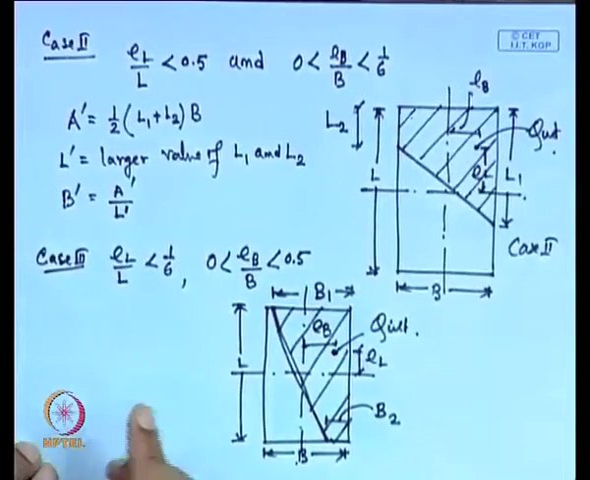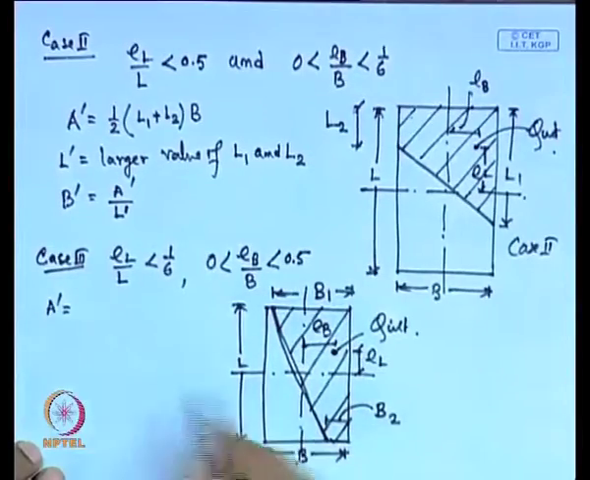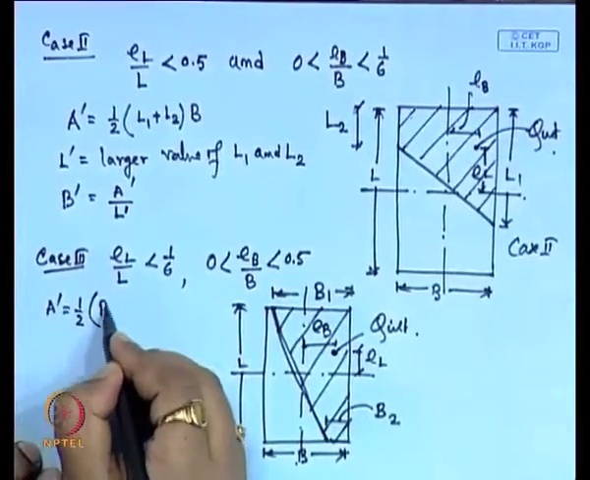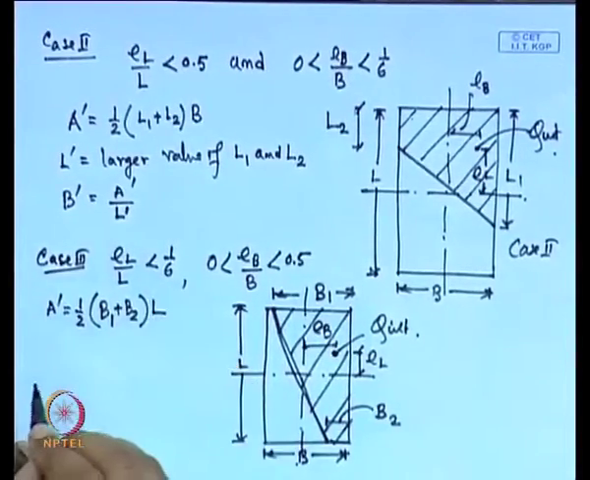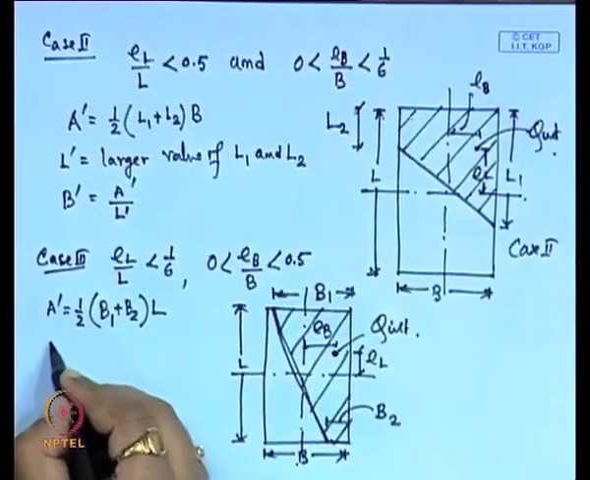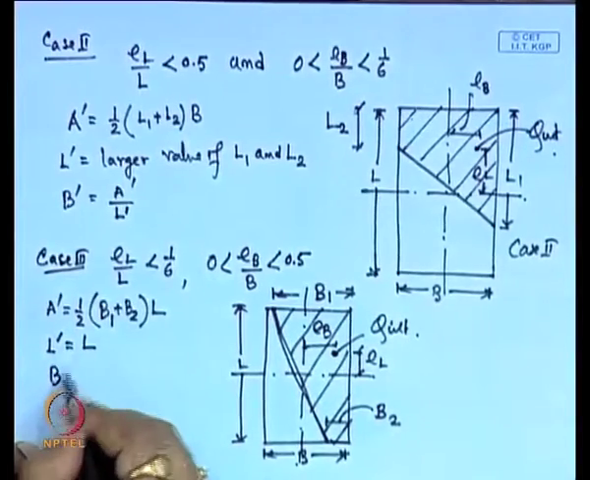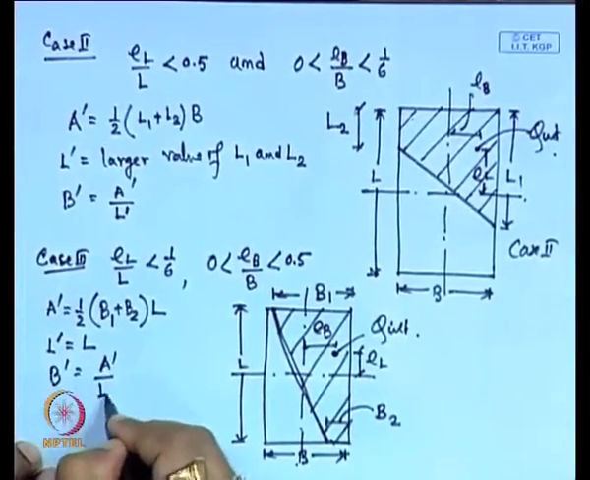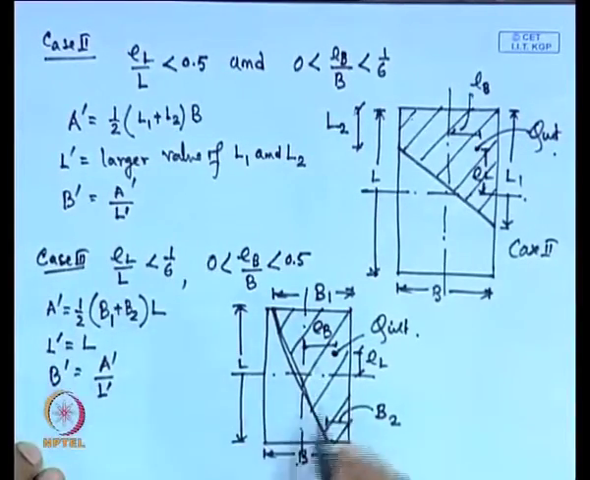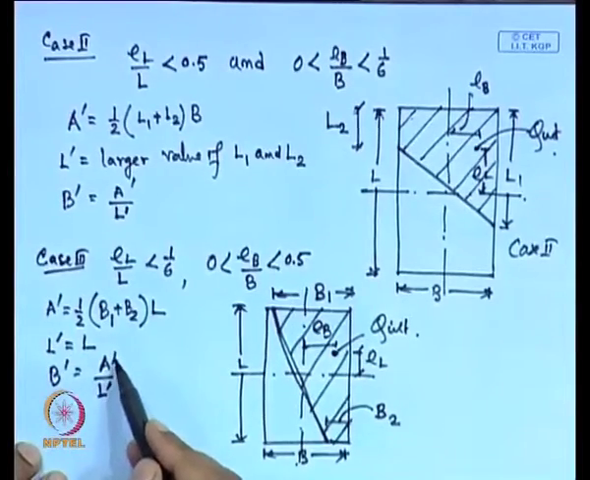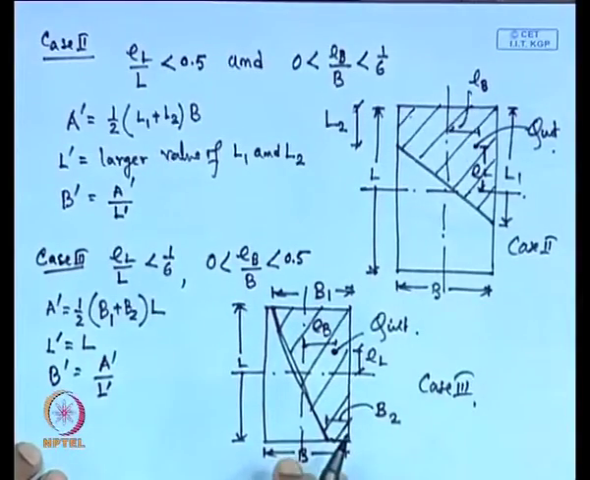So, now in this condition, the effective area of this hatch zone will be half into B 1 plus B 2 into L, and L dash will be equal to L, and B dash is equal to A dash divided by L dash. So, here we will get this A dash, and L dash is equal to L, and B dash is A dash by L dash. So, this is for case 3.